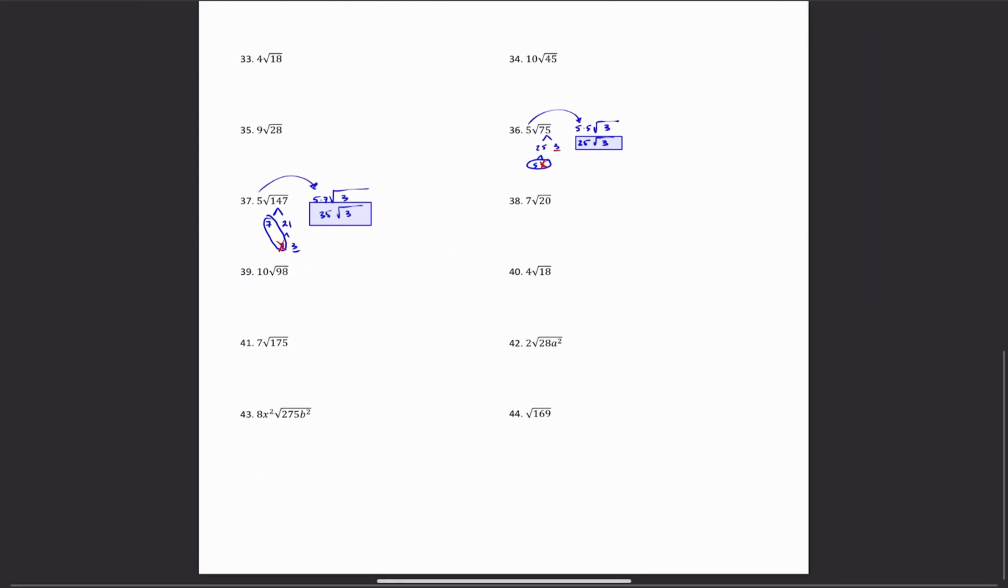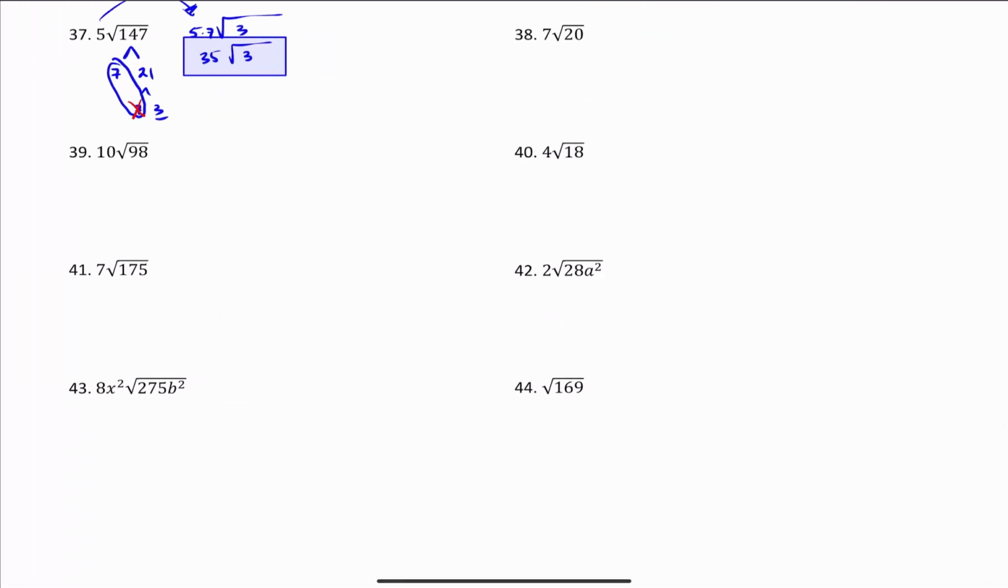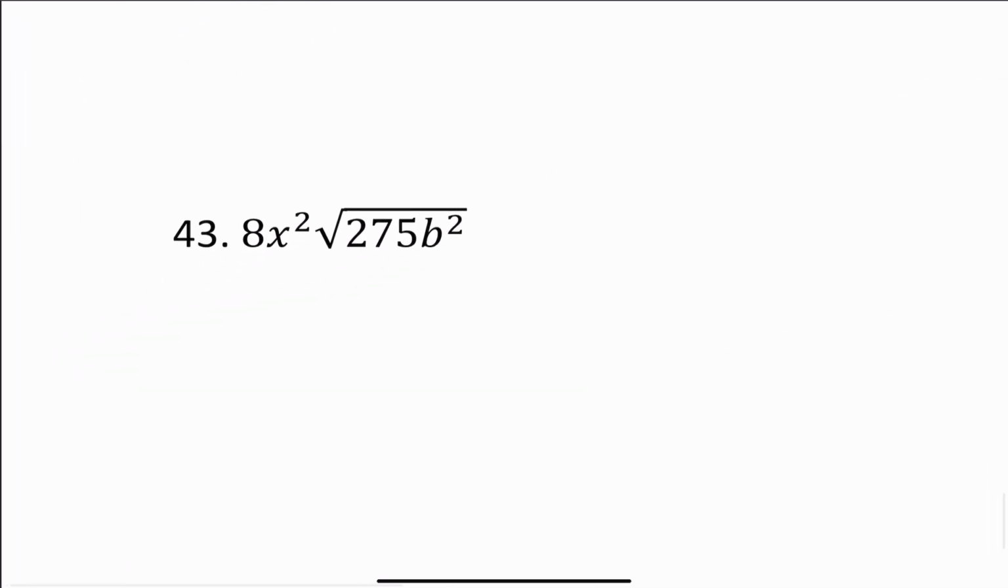Alright, let me go ahead and do 43. Because why not? Let's do 43. Alright. Let's see, I have 8x squared times the square root of 275b squared. And y'all, we have a number multiplied by a variable, which is squared. So I'm going to use that factor tree method. I'm going to break the radicand apart.